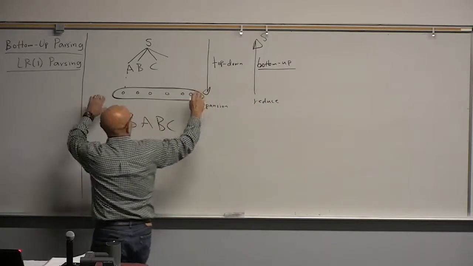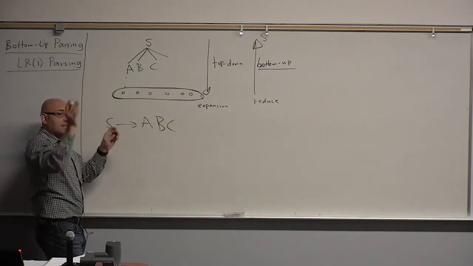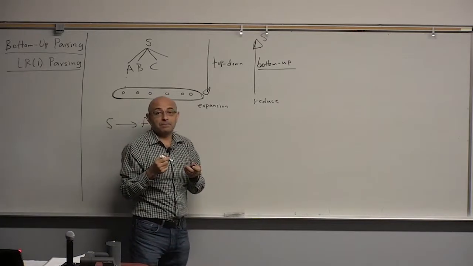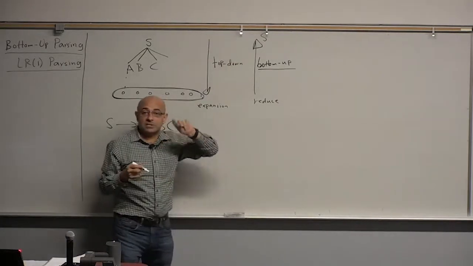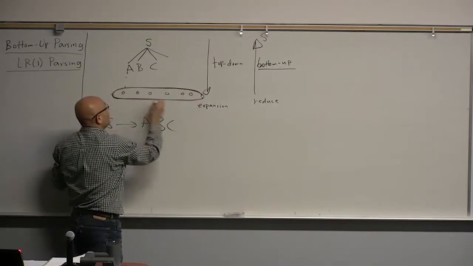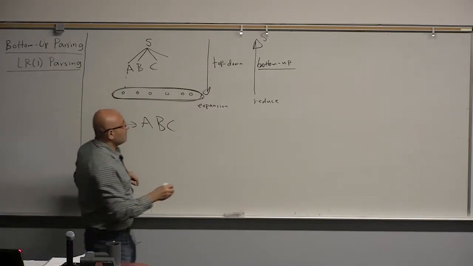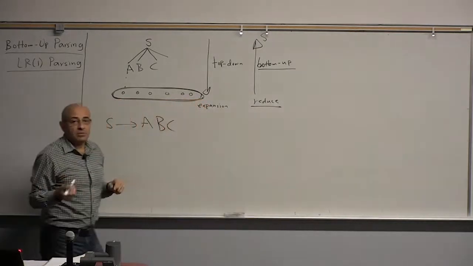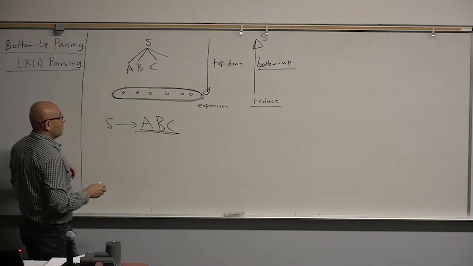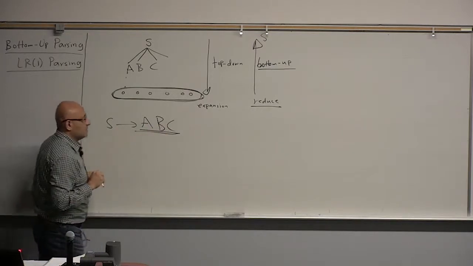Why? Because we start with a large number of symbols, which is the terminals, and then we keep making substitutions that will reduce the number of symbols until we end up with the start symbol, which is just one symbol at the root of the tree. So we start from the leaves where we have a large number of symbols, and we keep doing reductions. These reductions are just substituting. If you have a grammar, if you have a production like this, and you have ABC, you substitute S for ABC.